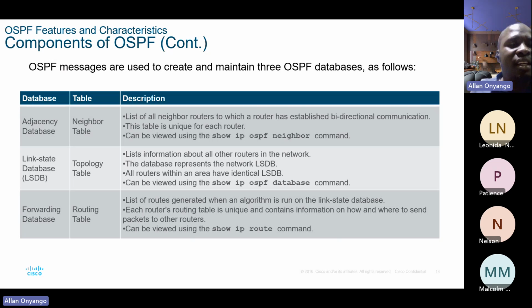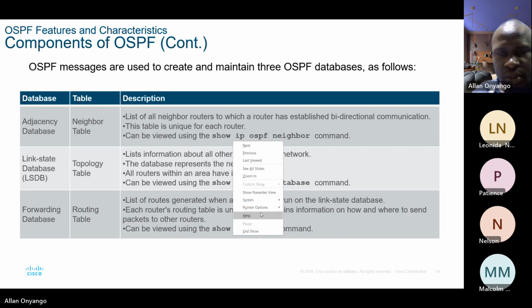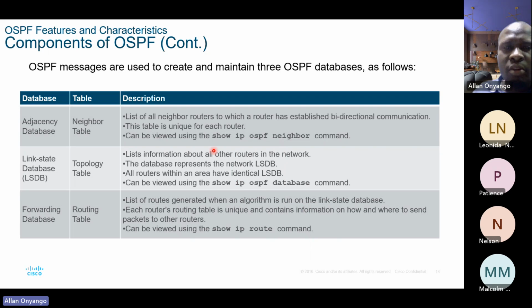How do we display the neighbor table? There's a command, and you can see it here. The command is show IP OSPF neighbor. That will display the neighbor table. The next database is called the link state database, LSDB. From the link state database, you can create a table called the topology table. The topology table is created from the link state database.